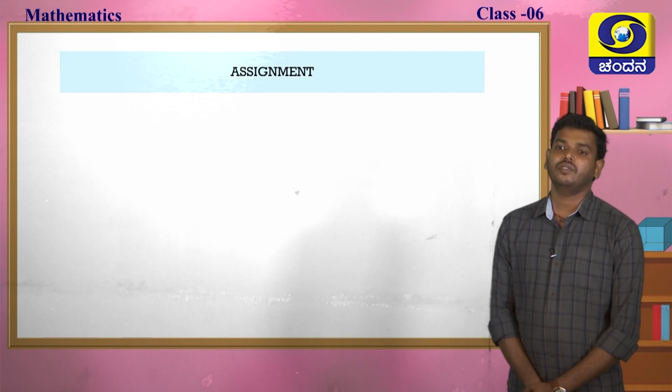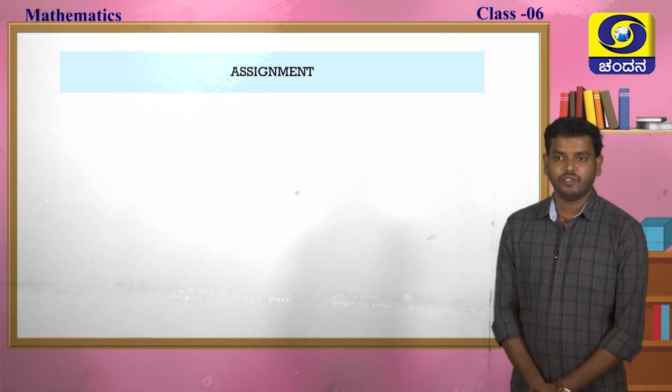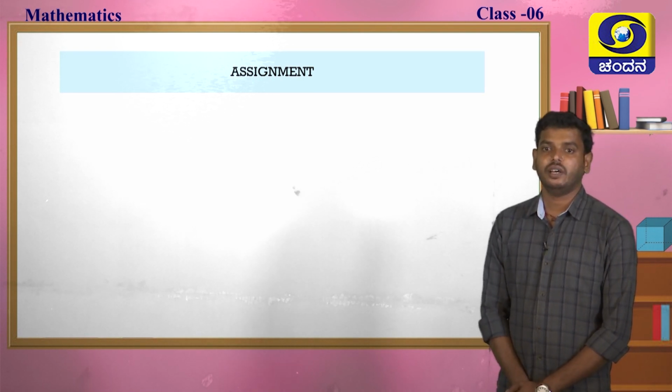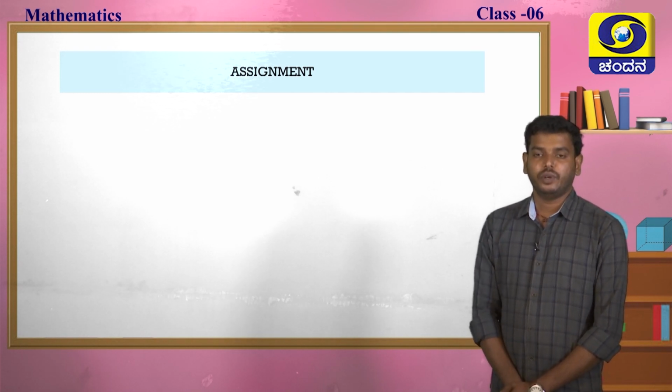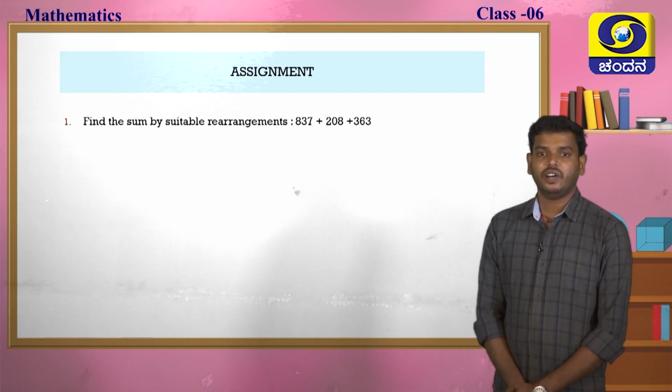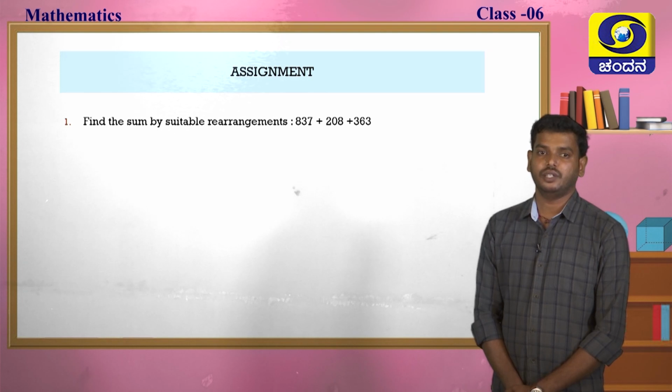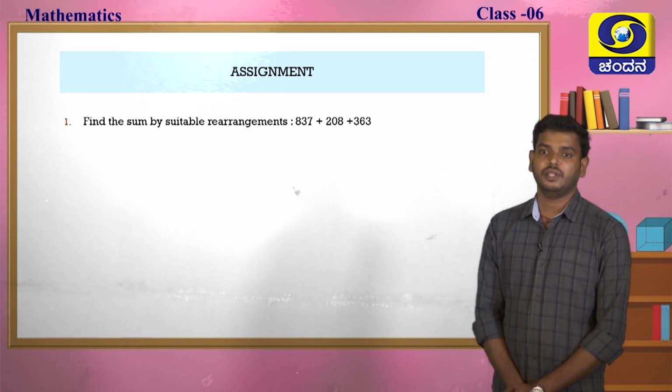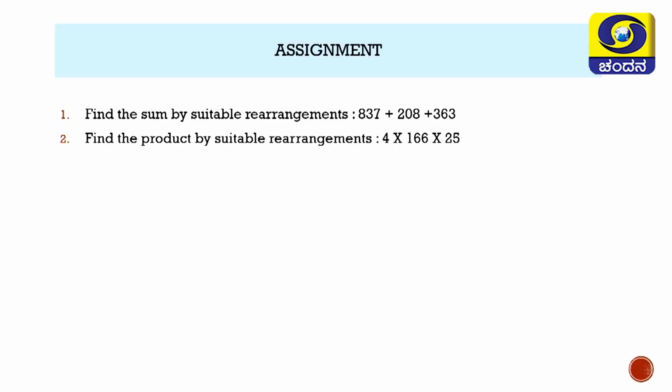Next we have homework questions, children, copy down fast. First question, find the sum by suitable rearrangement: 837 plus 208 plus 363. Second question, find the product by suitable rearrangement: 4 into 166 into 25. Third question, find the value of 297 into 17 plus 297 into 3.